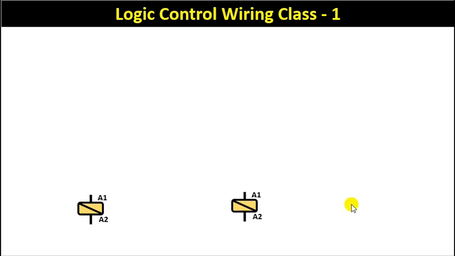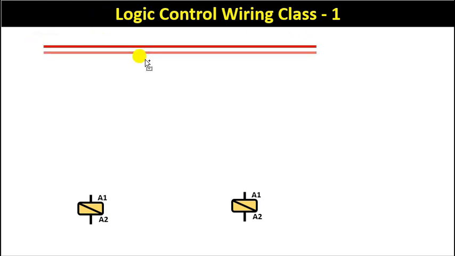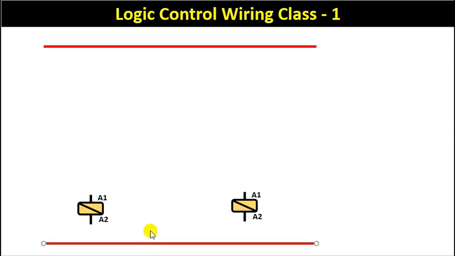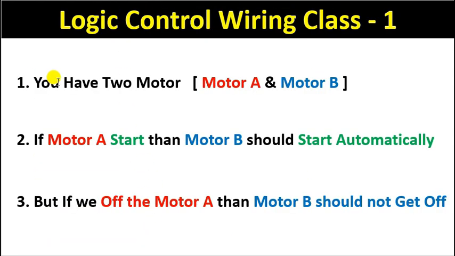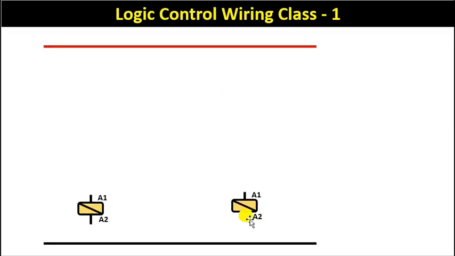As you know, if we want to turn on these contactors, we have to give phase supply at the A1 terminal and neutral power supply at the A2 terminal. So I am taking phase supply and neutral power supply. I took the phase supply here, and now I am taking the neutral power supply from here too. So for the first logic, with two motors, each motor will be turned on through its own contactor. So for both the motors, we made the contactors.